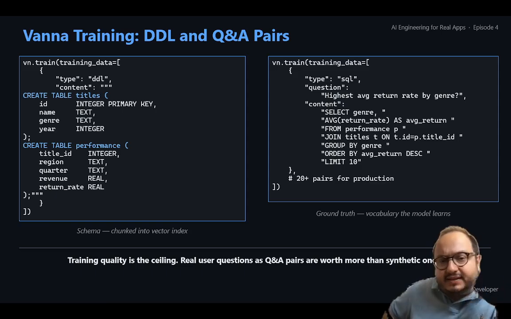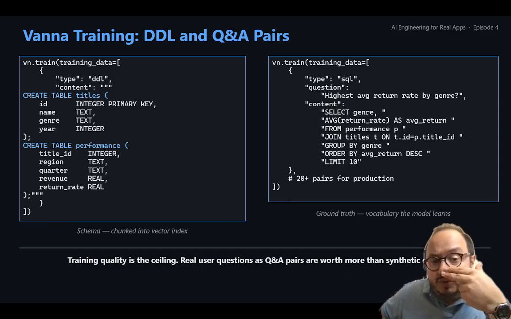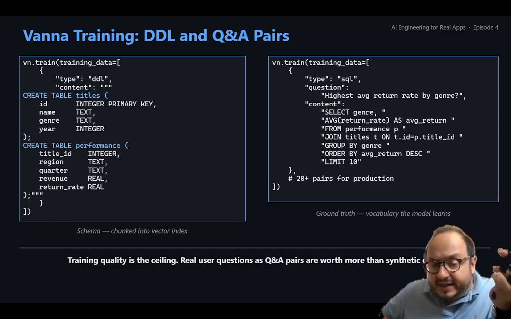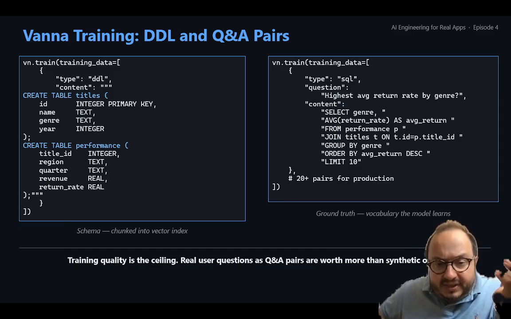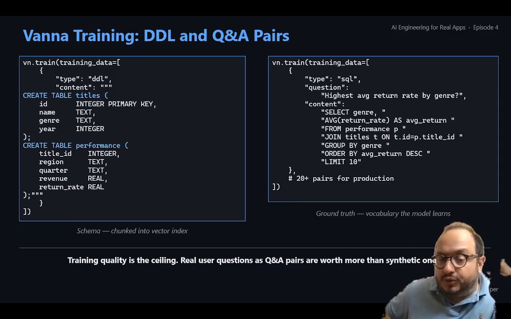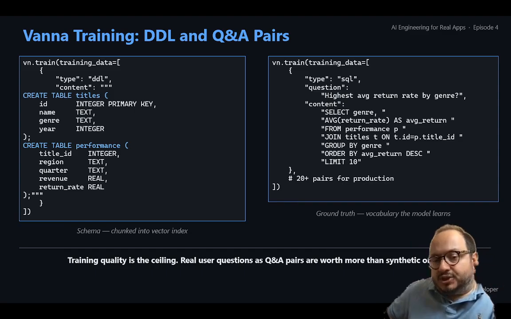The second stage is the question-to-SQL pairs. You call Vanna train with the type set to SQL and two fields: the question as a string and the SQL that correctly answers it. These are your ground truth examples. The more of these you have, and the more they cover the vocabulary your users actually use, the better Vanna's generation quality. For a production environment, I collected these pairs from two sources.